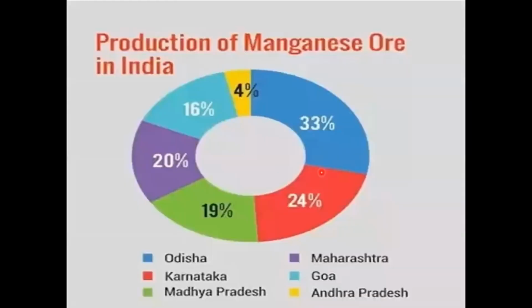Now, if we see here production of manganese in India, this is the older one. That is 33% in Odisha, then Karnataka 24%, then Maharashtra 20%, then Madhya Pradesh 19%, and then Goa 16% and Andhra Pradesh 4%. So these are the areas which produce manganese. Now, there is another data. This is the older data. Now, new data is something different.